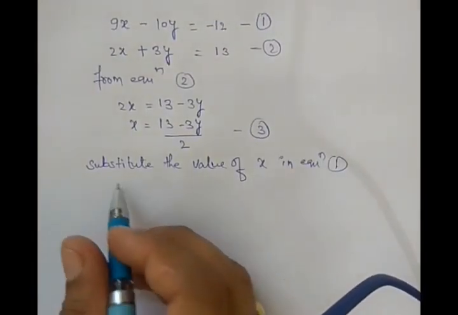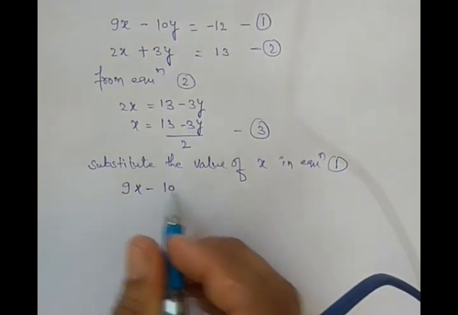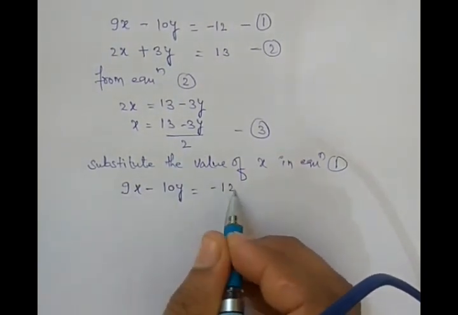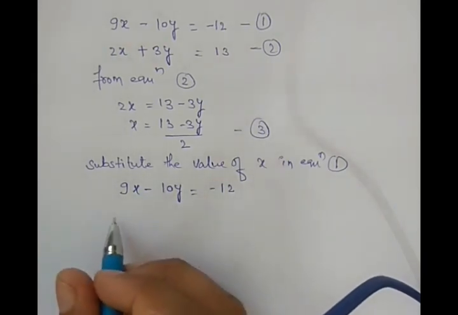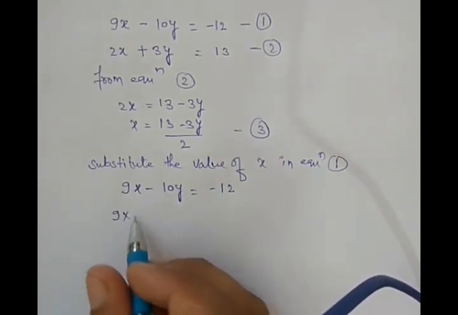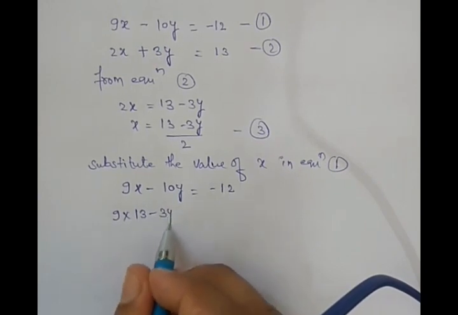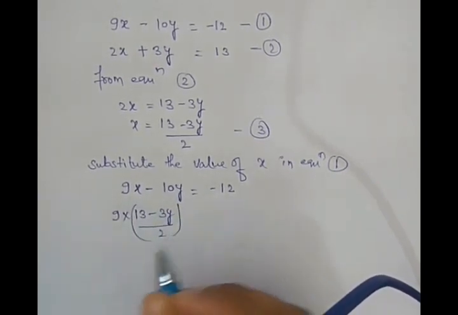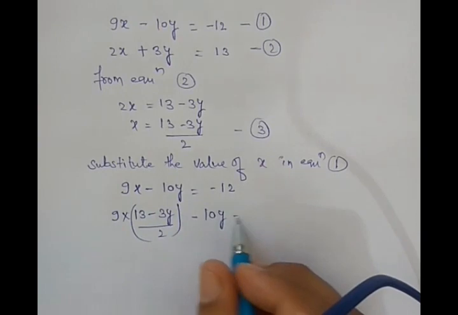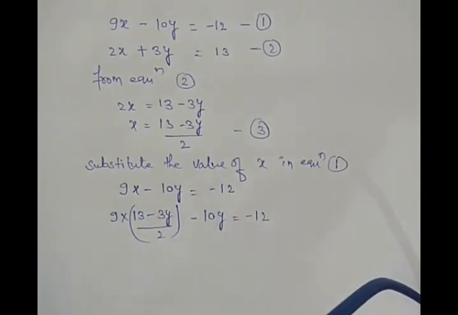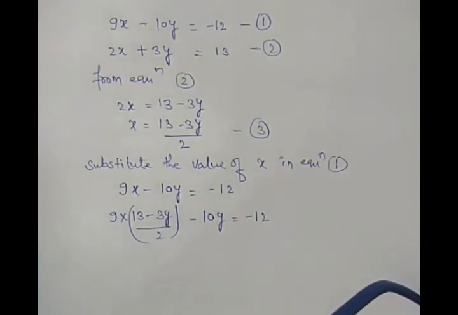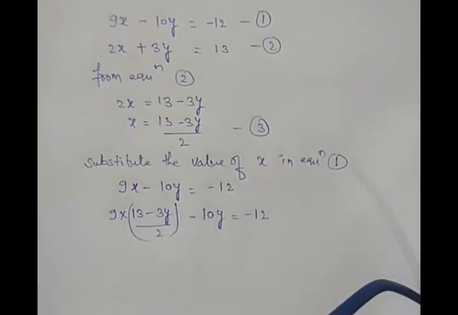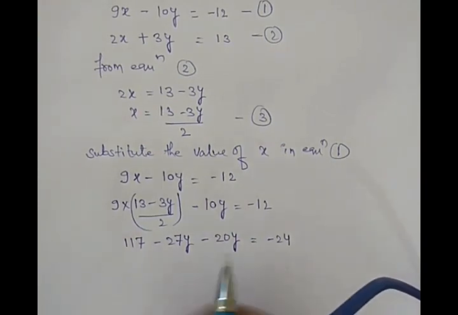So equation 1 is 9x minus 10y is equal to minus 12. Now substituting the value of x will give you 9 times (13 minus 3y) whole divided by 2 minus 10y is equal to minus 12. Simplify it. On simplifying, this will give you 117 minus 27y minus 20y is equal to minus 24.